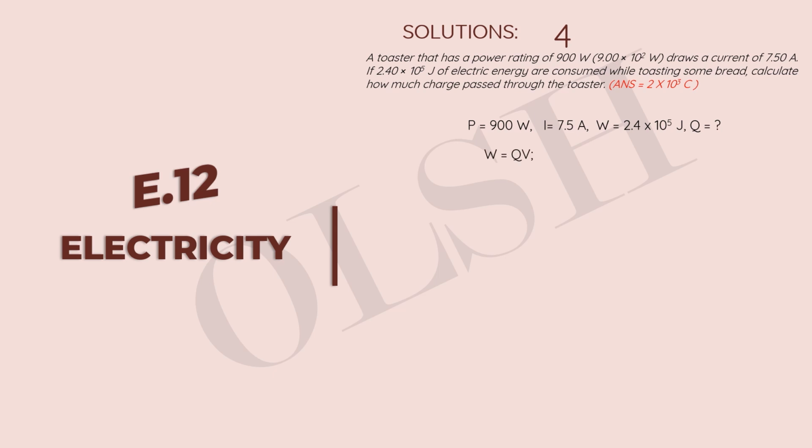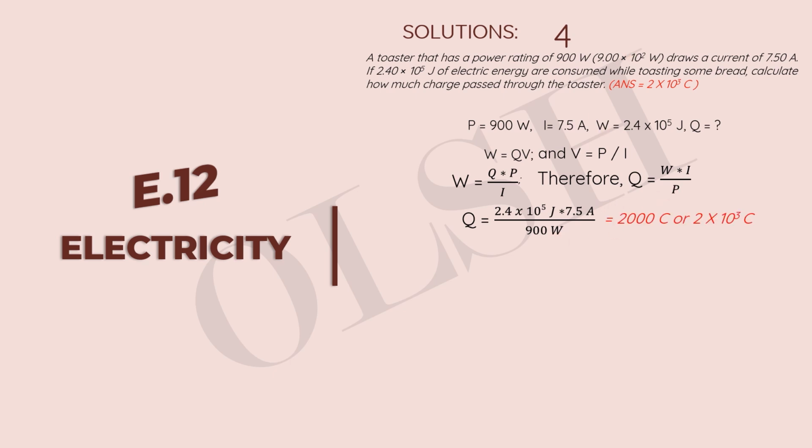We know work is charge times voltage, and voltage is P over I. So work is equal to Q times P over I. If we make Q the subject of formula, Q is equal to W times I over P. So we have work as 2.4 times 10 raised to power 5, multiply that by 7.5, divide by 900 watts, and we have 2 times 10 raised to power 3 coulombs, or 2000 coulombs.